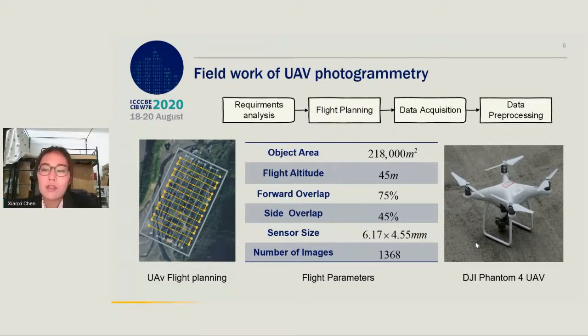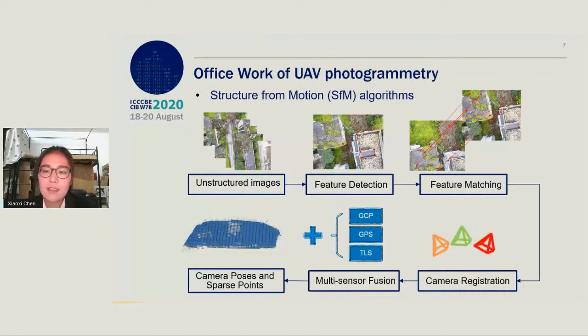So first of all, a DJI UAV was used for the data acquisition. The flight took place at about 45 meters above the ground with appropriate parameters, and a double-grid flight path was executed to collect imagery. And in total, 1,369 images of the object area were collected.